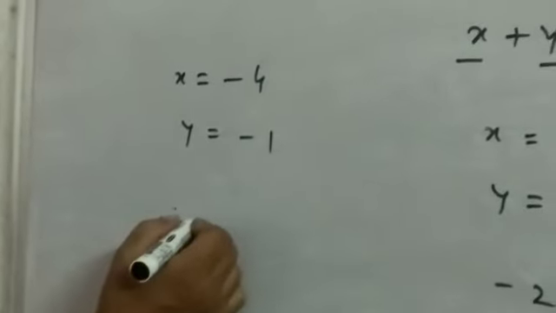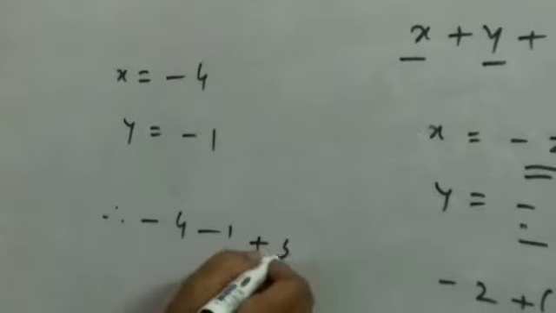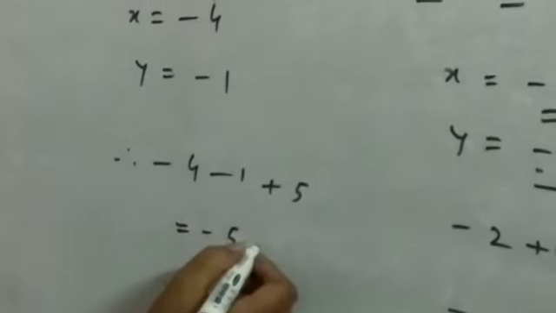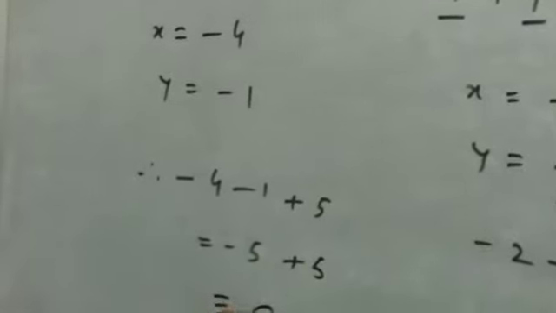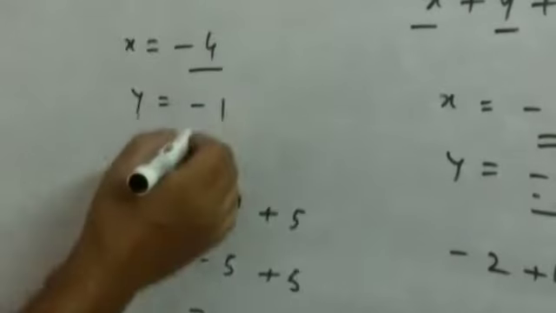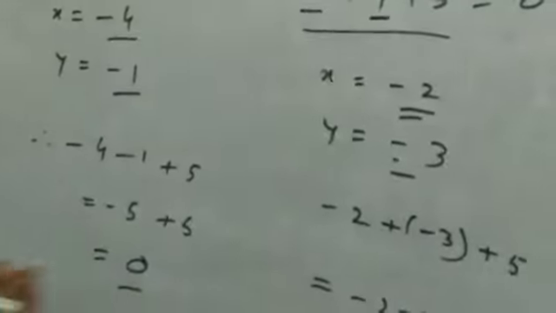So if we put in place of x minus 4, in place of y minus 1, plus 5, and here you see minus 5. Minus 5 plus 5 is equal to 0. So this value is 0. So we will say that minus 4 and minus 1 are the solution of this equation. So this is the second solution.